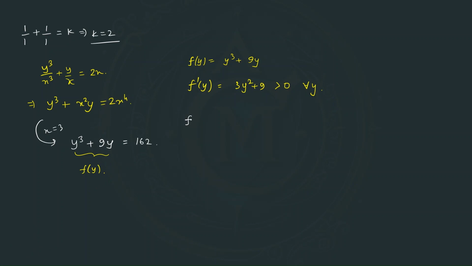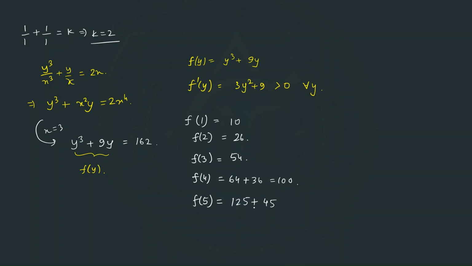So how can we approximate that value of y? Let us check f of 1 first. F of 1 is simply 10. So f of 2, let us check that also. It will be 8 plus 18, so 26. F of 3 will become 27 plus 27, so 54. Similarly, f of 4 will become 64 plus 36, that is 100. Now f of 5 we can similarly check, it will be equal to 125 plus 45. So this is equal to 170.